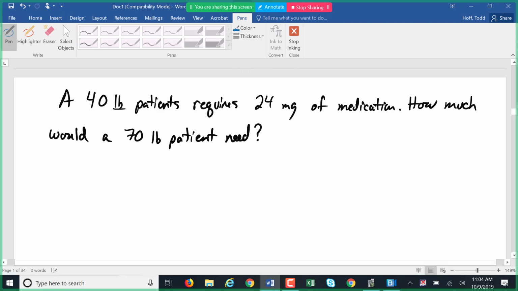So the first question you have to ask, is this direct or is it inverse? If the weight of the patient goes up, do you expect the dosage to go up or to go down? Up, yeah, expect them both to go up. This is direct. If the weight goes up, you expect the dosage to go up. So that's telling us y equals a constant times x, because it's directly related.